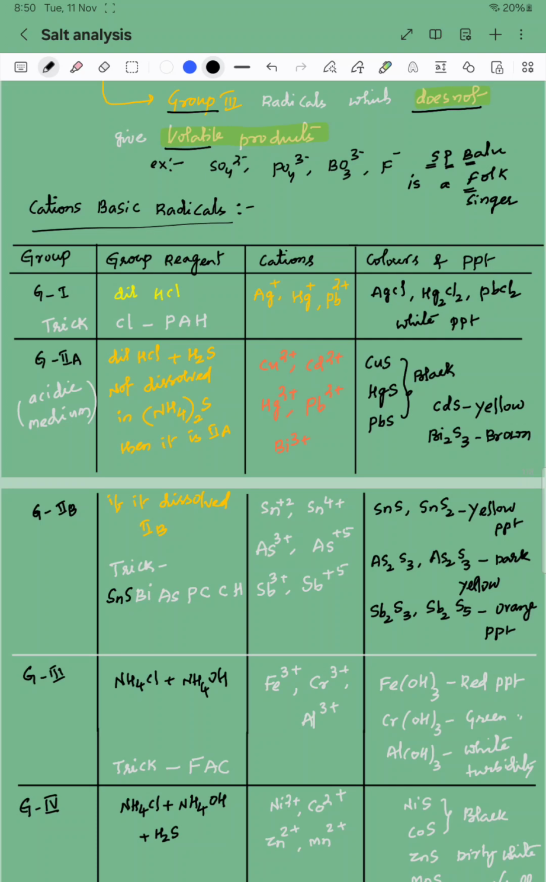Next, then cations. These are basic radicals, right?